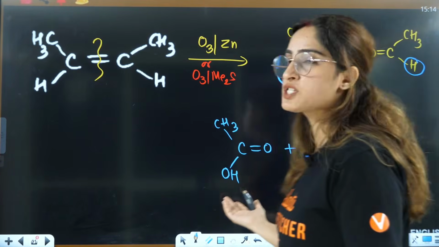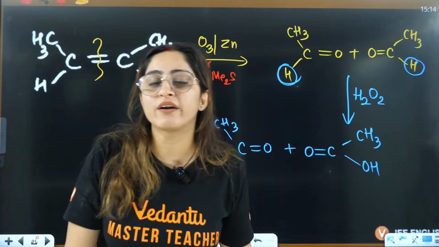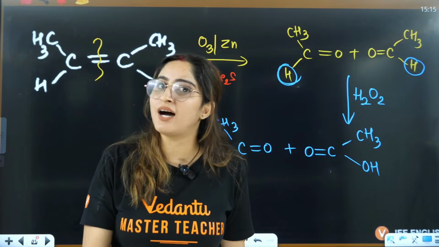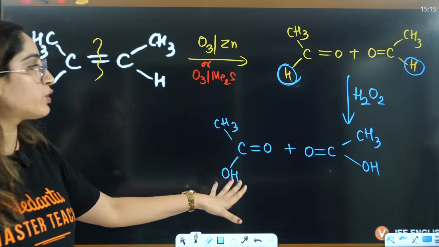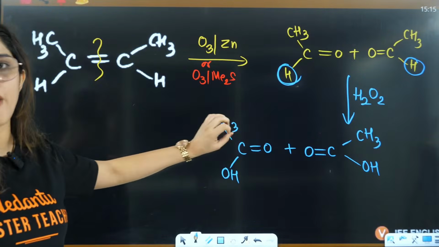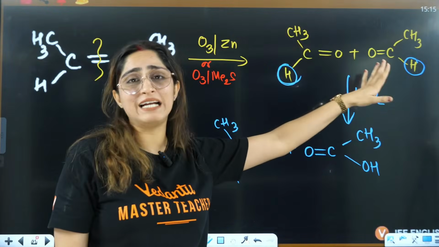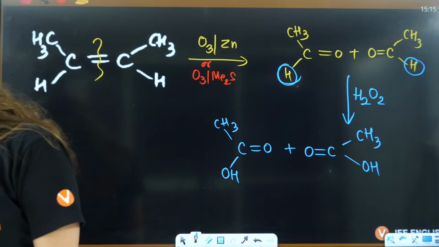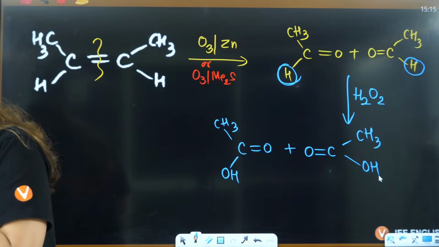That is CH3COOH. Only H2CO3 will be converted to H2O and CO2. Other acids will remain as they are. So you will have the answer of acids, and if you have reductive, you will have ketones or aldehydes as the answer. Tell me.